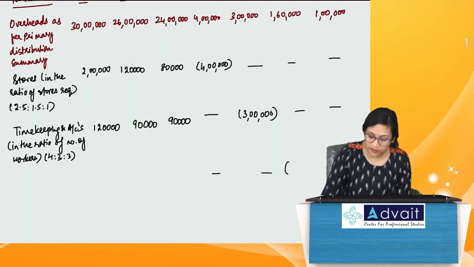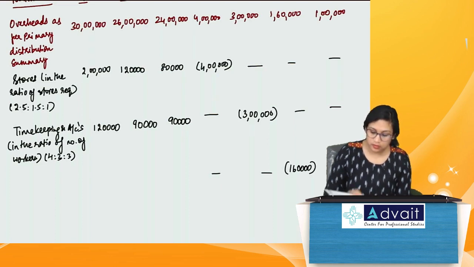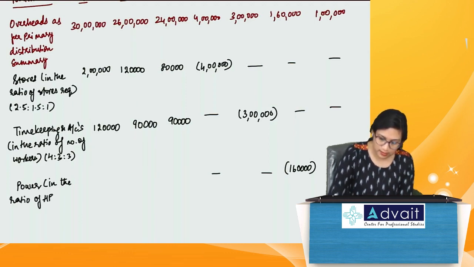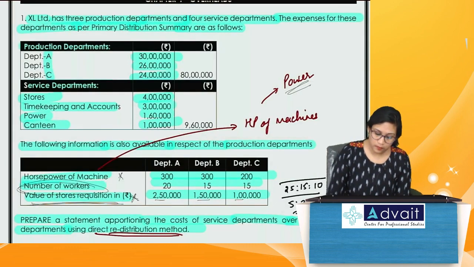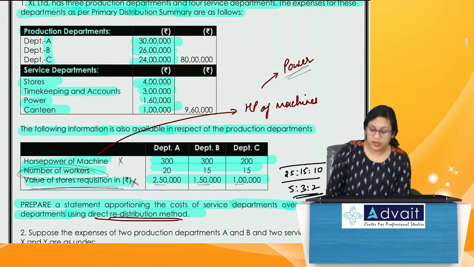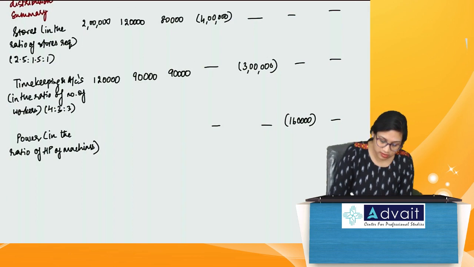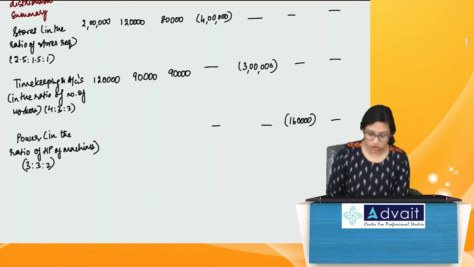Now power cost we will divide. So let's make that nil. So power, that is very clear, guys, in the ratio of HP of machines. How much is the ratio? 300, 300, 200. So can I say 3:3:2? 3:3:2. Please divide it.